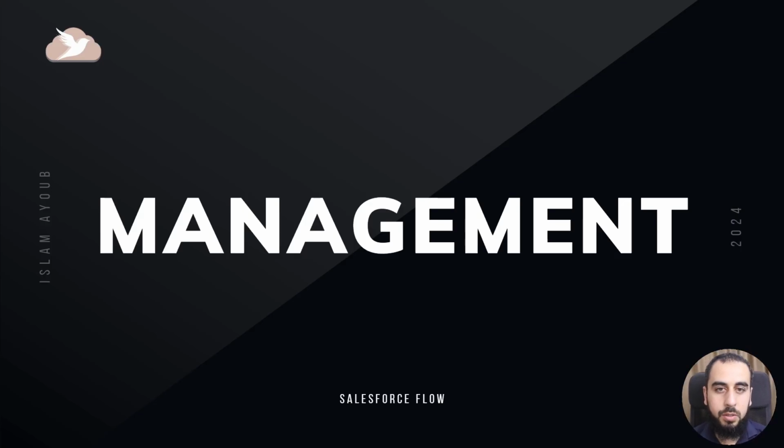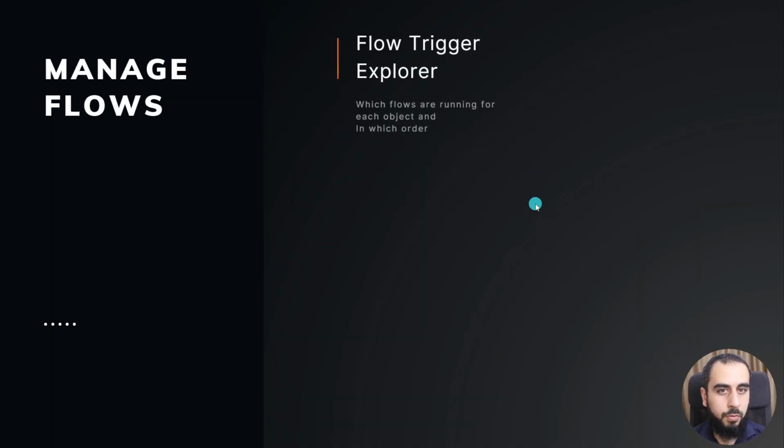There are a few things we need to know in regards to managing flows. Starting off with Flow Trigger Explorer. We could create multiple record triggered flows on the same object. Some of them are in after save context, and some of them are in before save context. And if we have multiple on the same object, we need to know which one is running first, because sometimes you need some process to run after another process.